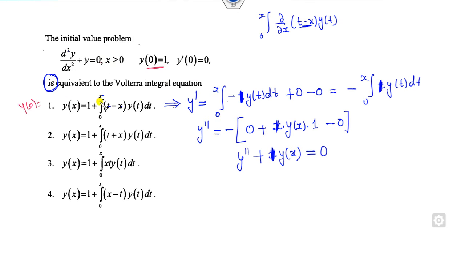What is y of 0? 0 to 0, it's 0, it's 1, satisfied. What is the limit of y dash? 0 to 0, it's 0, satisfied. So the right answer is here.